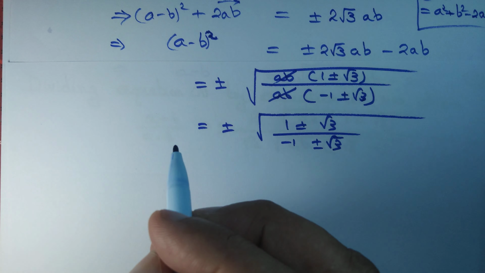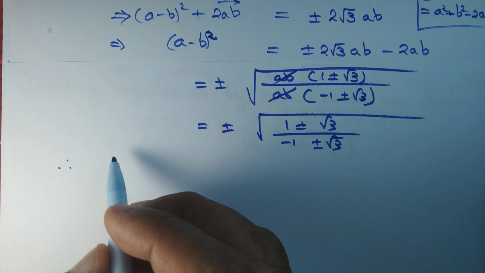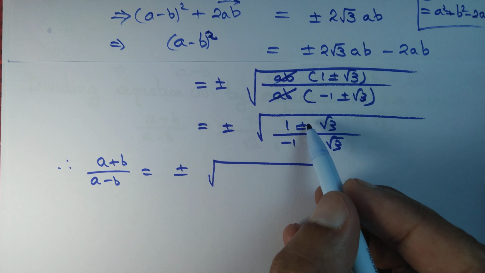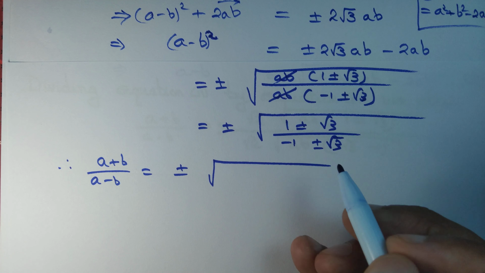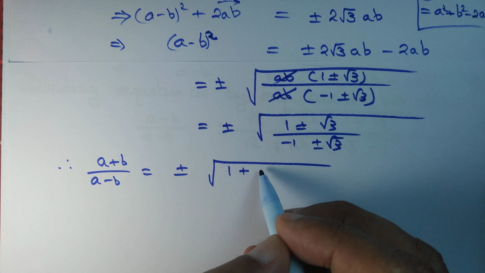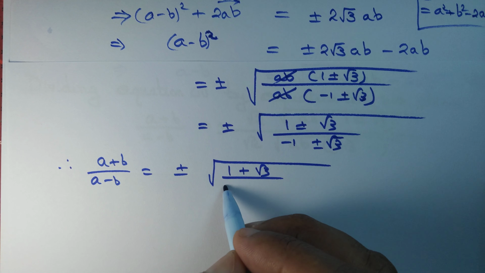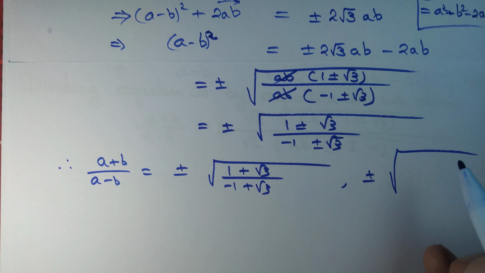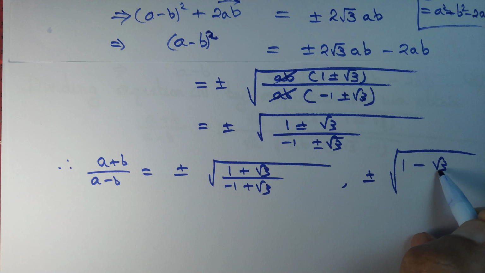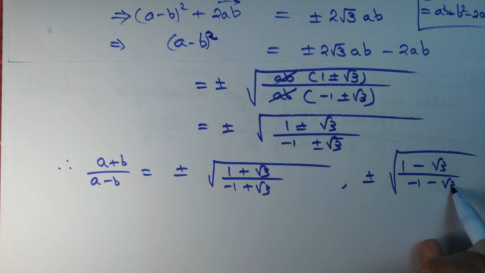Therefore, we can write A plus B by A minus B equal to plus minus square root of, as we said, if AB were positive, then we will take the positive sign. If AB were negative, then we will take the negative sign. So we are forced to say that these are the only choices: plus minus square root of 1 plus root 3 divided by minus 1 plus root 3, or plus minus square root of 1 minus root 3 divided by minus 1 minus root 3.